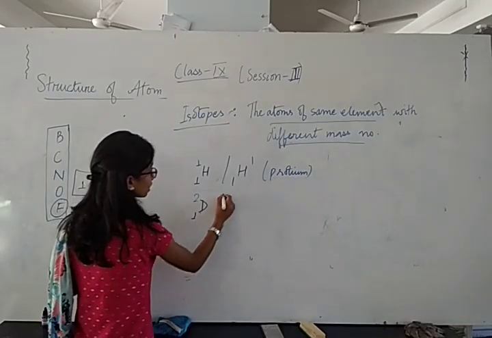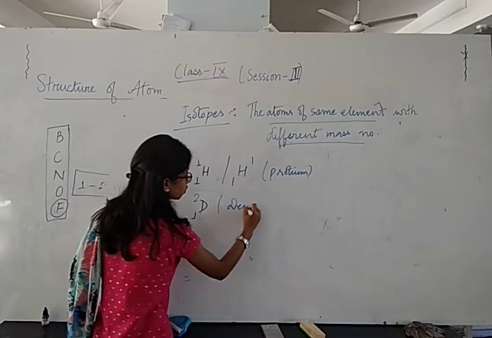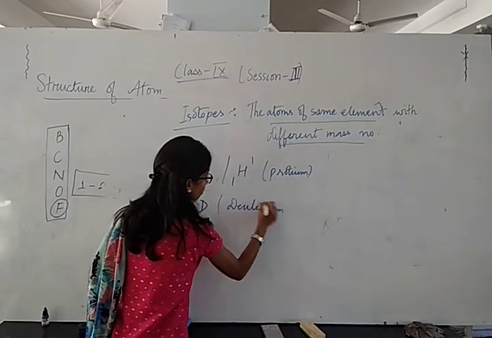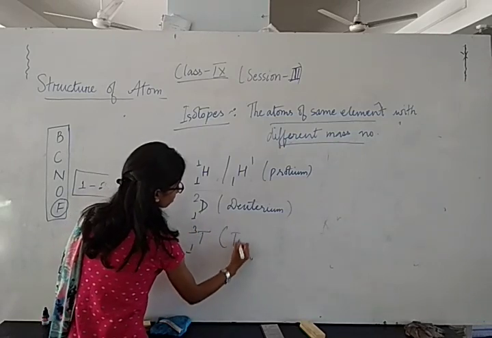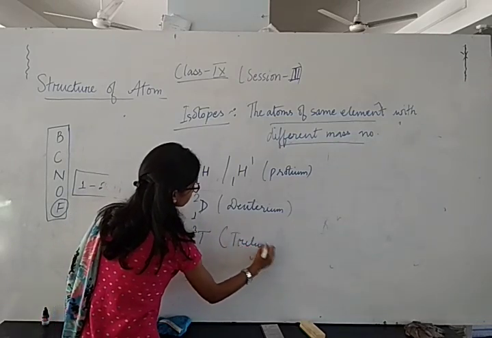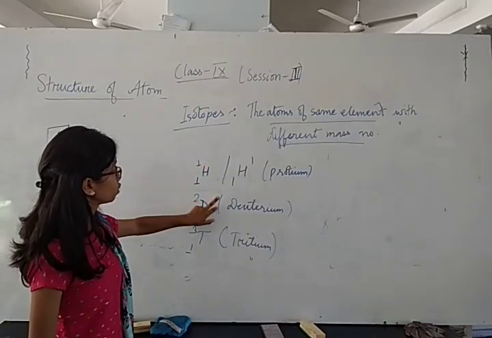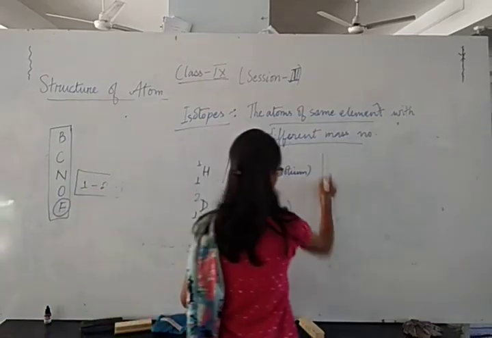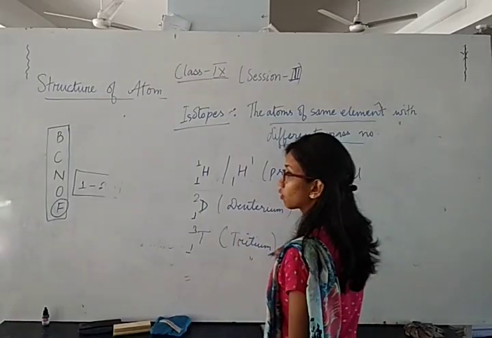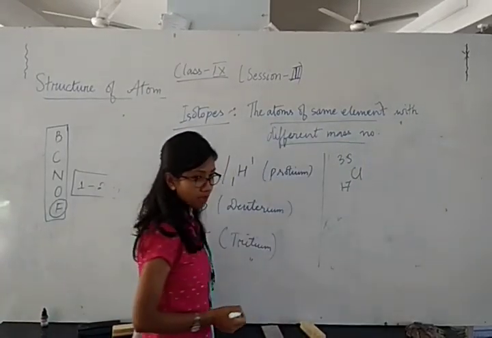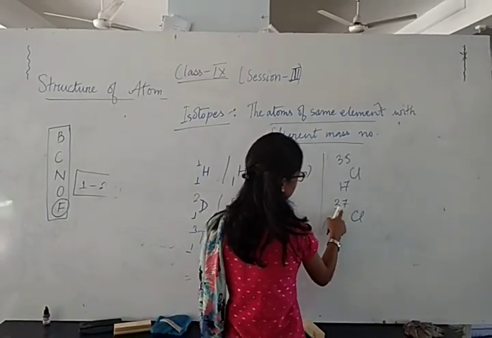Next, this is known as deuterium. Here the mass number is 2, therefore it is known as deuterium. And one is tritium. So these are the isotopes of hydrogen: protium, deuterium and tritium. Similar examples are also present for chlorine. Chlorine-35: the atomic number of chlorine is 17 and its mass number is 35. Another isotope of chlorine is 37.